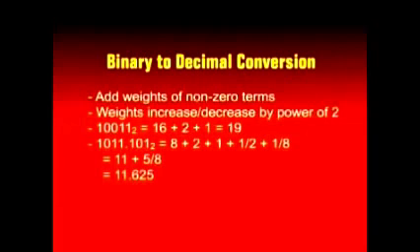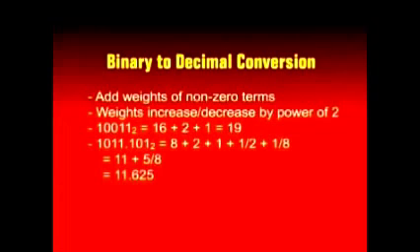1011.101. So it has an integer part, it has a fraction part. Let's first consider the weights of the integer part. The integer part has 4 bits. The most significant bit is 1 and the 2 least significant bits are 1. So the weights are 8 and the weights of the 2 least significant bits are 2 and 1.